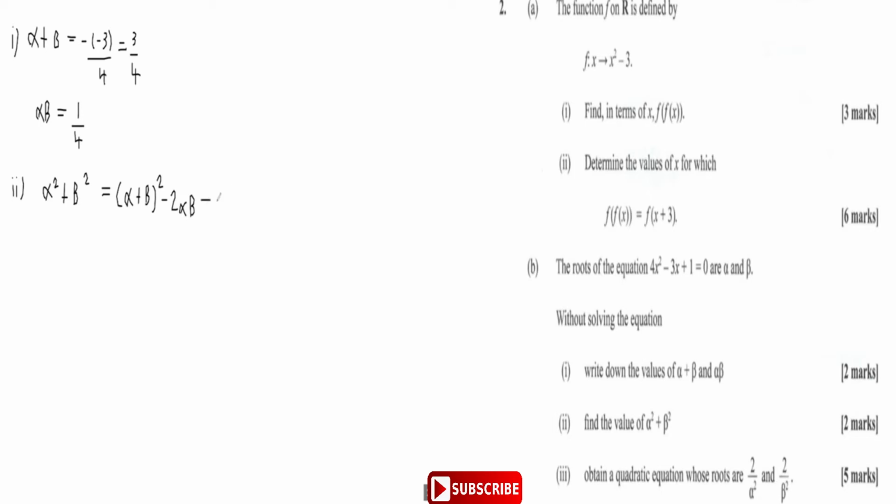So all you have to do now is put in what is alpha plus beta. We know alpha plus beta is 3/4. So put in a calculator 3/4 square minus 2 times alpha beta, which is minus 2 times 1/4. And then you're good. That's going to give you the value for alpha square plus beta square. So work that out. That is 3/4 square minus 2 times 1/4. That's going to be 1 over 16. So that's alpha square plus beta square.